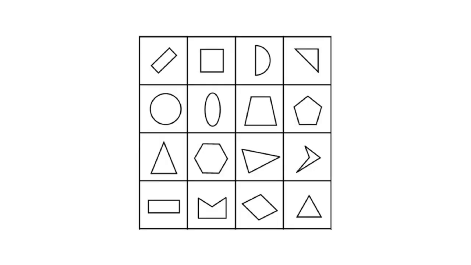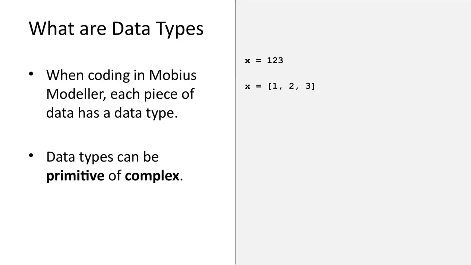In this video, we will get an understanding of what is meant by the term data type. Data types can be primitive or complex. Primitive data types are things like numbers. Complex data types are collections of other existing data types. For example, a list of numbers is a complex data type. In these slides, we will focus on primitive data types.